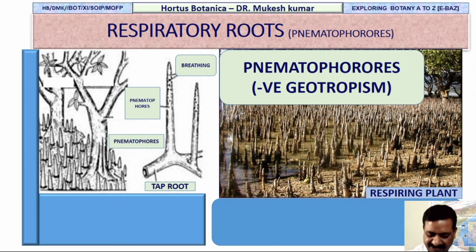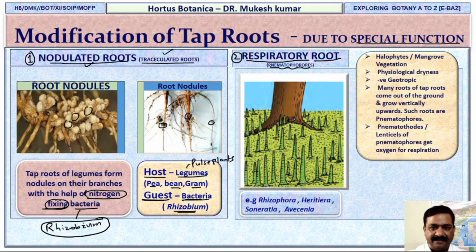So collect the important points. See. So this is the nematophorous root. Nematophores are there. See how this structure is coming up. This is the negative geotropic. So these are the halophytes. Mangrove vegetation shows physiological dryness. Negative geotropic. Many roots of the taproot come out of the ground and grow vertically upward. Such roots are called nematophores. The nematophores or lenticels of the nematophores get oxygen for respiration, so it helps in the exchange of gases.